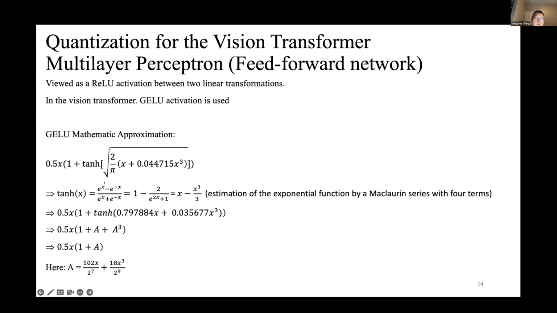And then we also change to the exponential part, and then we do some mathematical manipulations. We also do estimations of the exponential functions by the Maclaurin series with 4 terms. We can get x minus x cubed over 3. And once we have that, we can get the final function, 0.5x times 1 plus a times x cubed. This a is equal to this value. So 18 over 229 is almost equal to 0.035677. So we also do the quantization for this Gaussian linear unit activation function.